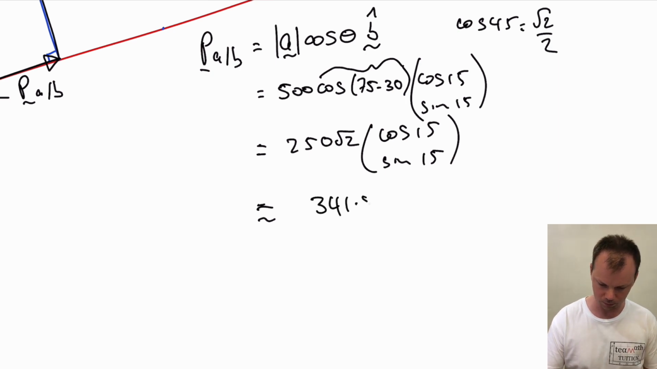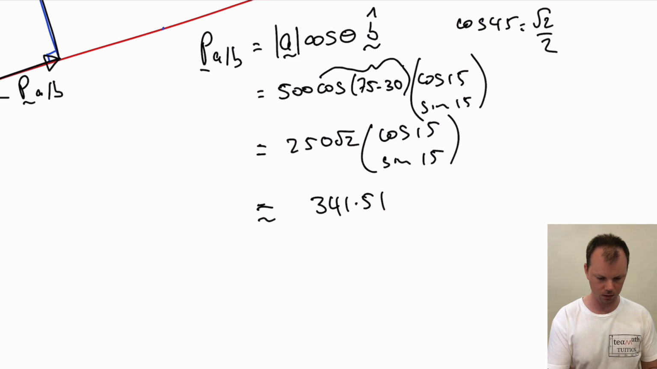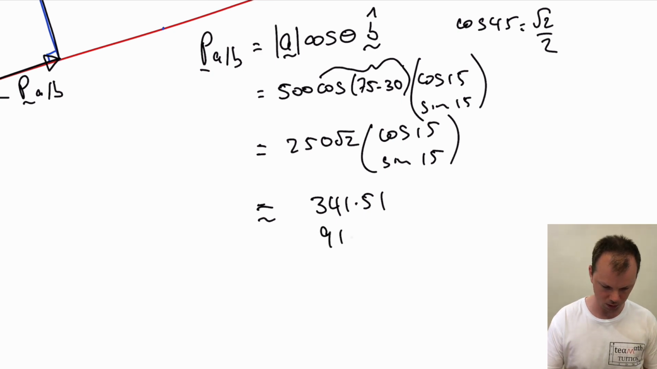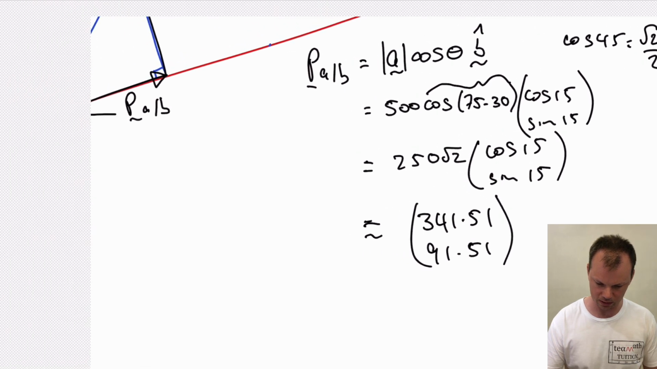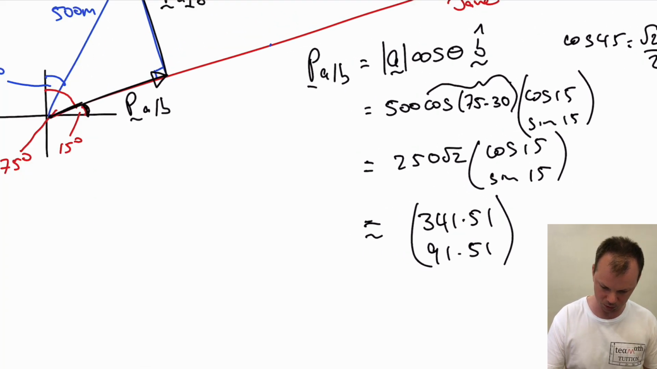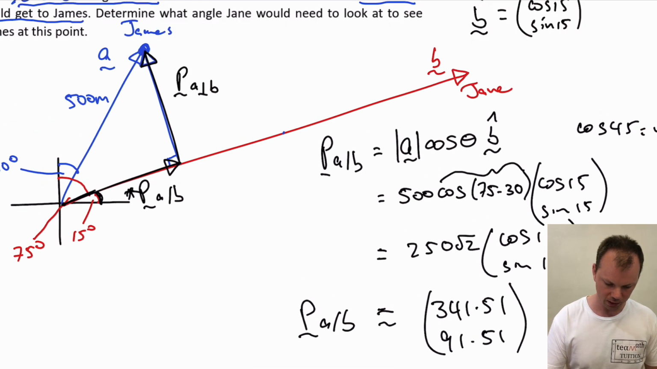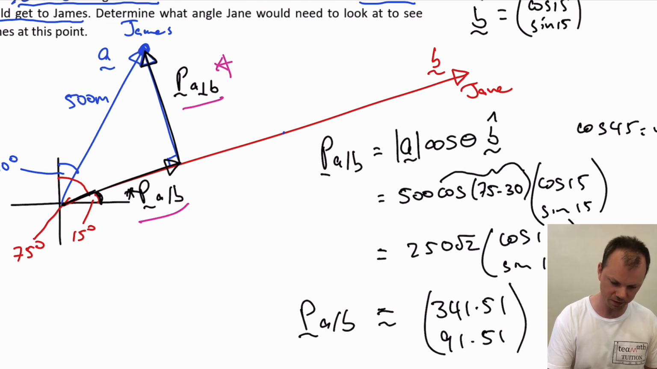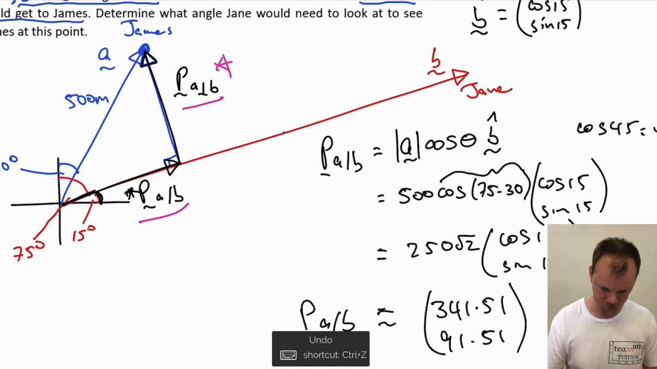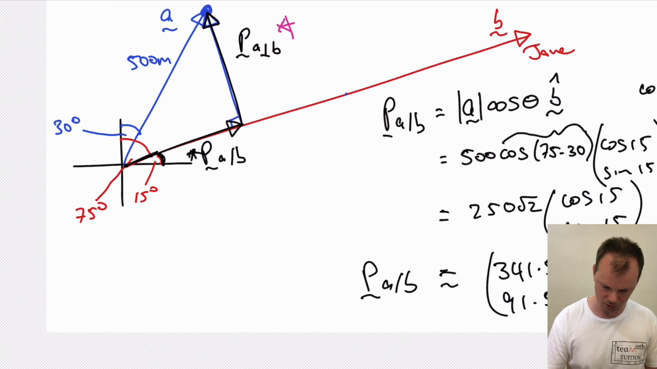Let's just get the approximation so that we don't have to deal with bulky things. 341.51, and 250 root 2 times sine 15, 91.51. Okay, so this is the vector projection of A on B, which is this one here. Now, when we're calculating this one, we know that this vector plus this vector adds up to that vector there. So let's write that out over here.